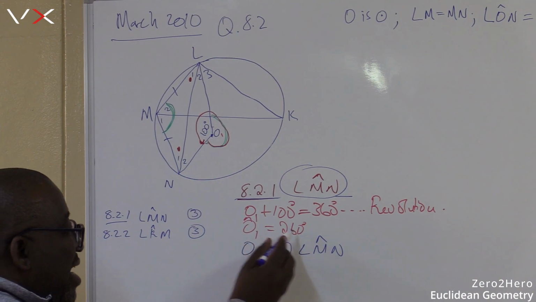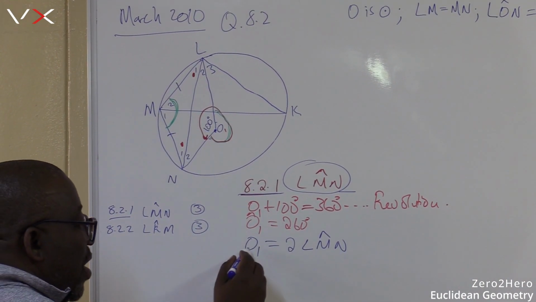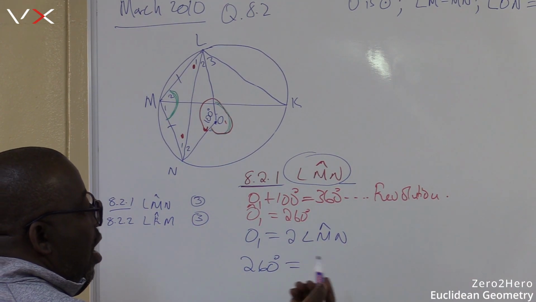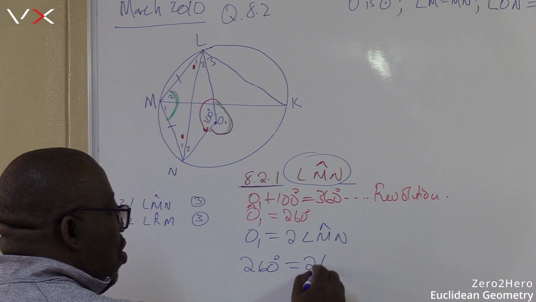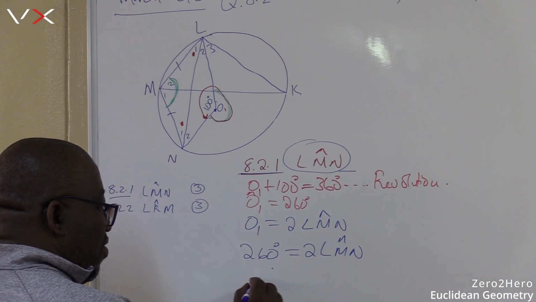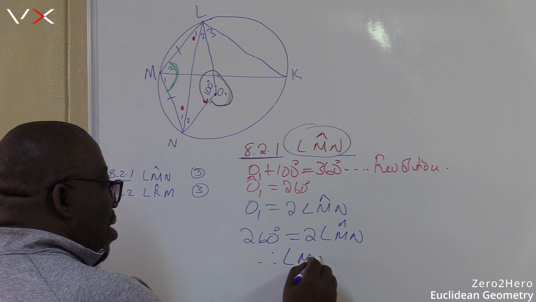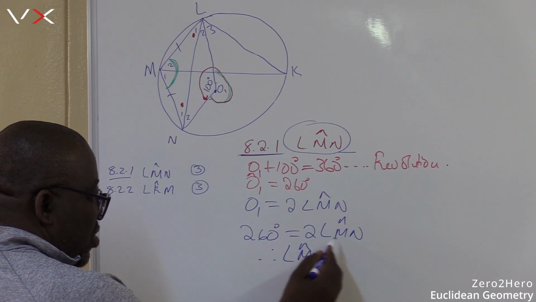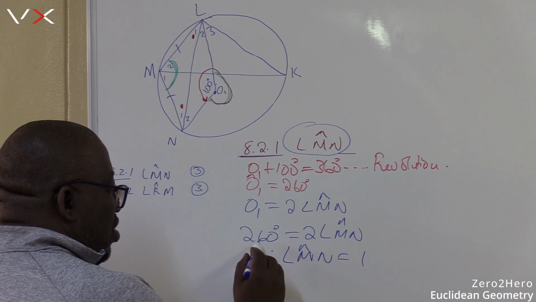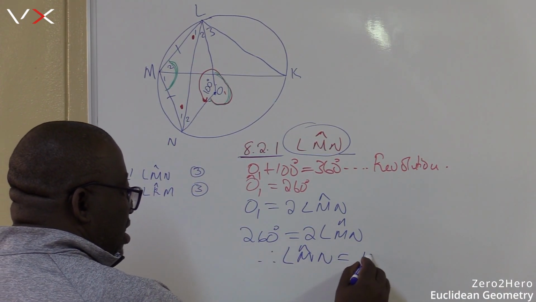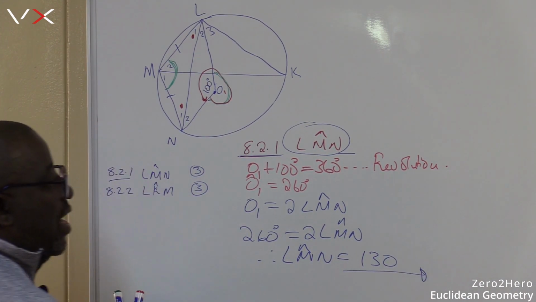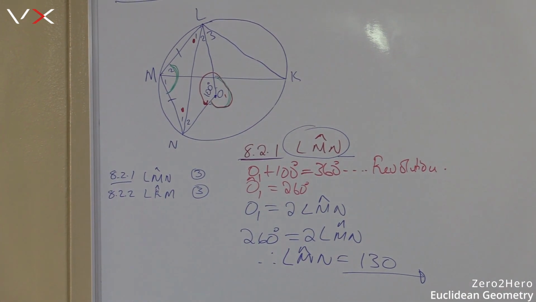Do we know what O1 is? Yes, we know O1. So where there's O1, I put in 260, is equal to 2 LMN. We divide by 2 on both sides. Therefore, LMN will be 260 divided by 2. 2 into 2 goes once, 2 into 6 goes 3 times, 2 into 0 goes 0. So this is the value of angle LMN.